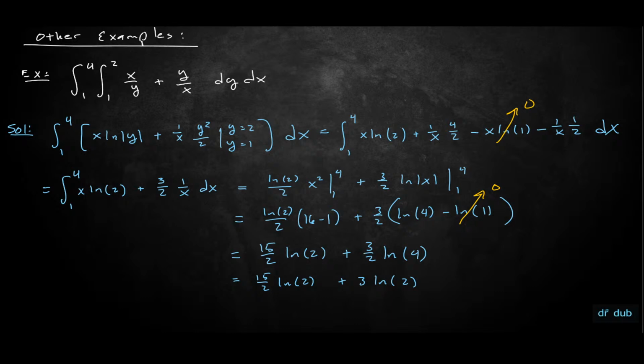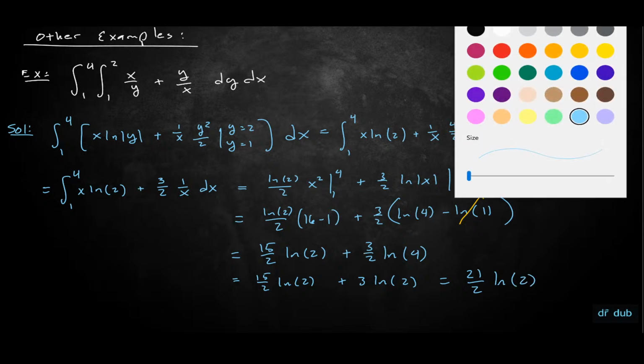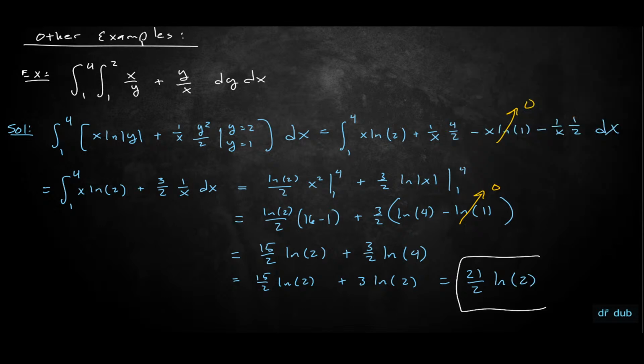So 15 halves plus 3 would be 21 halves. So we can really write this as 21 halves times natural log of 2. Just to use some more log rules to simplify. That's our answer.